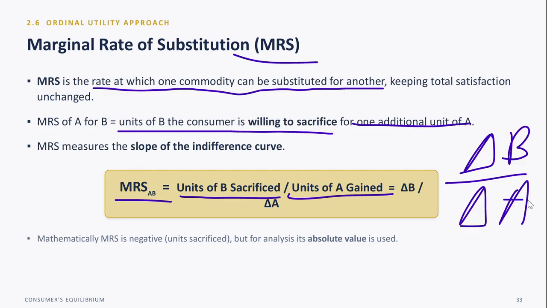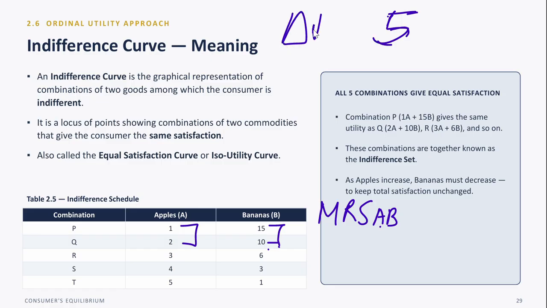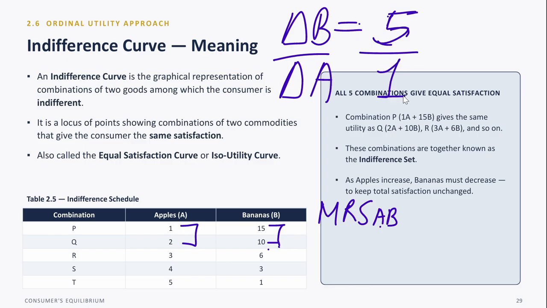Now let us find the MRS through that schedule itself. Alright, so MRS AB. Now can you see how many bananas am I willing to sacrifice for a gain in an additional unit of apple? So I am willing to sacrifice my 5 bananas to gain 1 unit of apple. So 5, delta B, what was the formula? Delta B upon delta A. So 5 upon 1. So we can write the ratio to be 5:1.